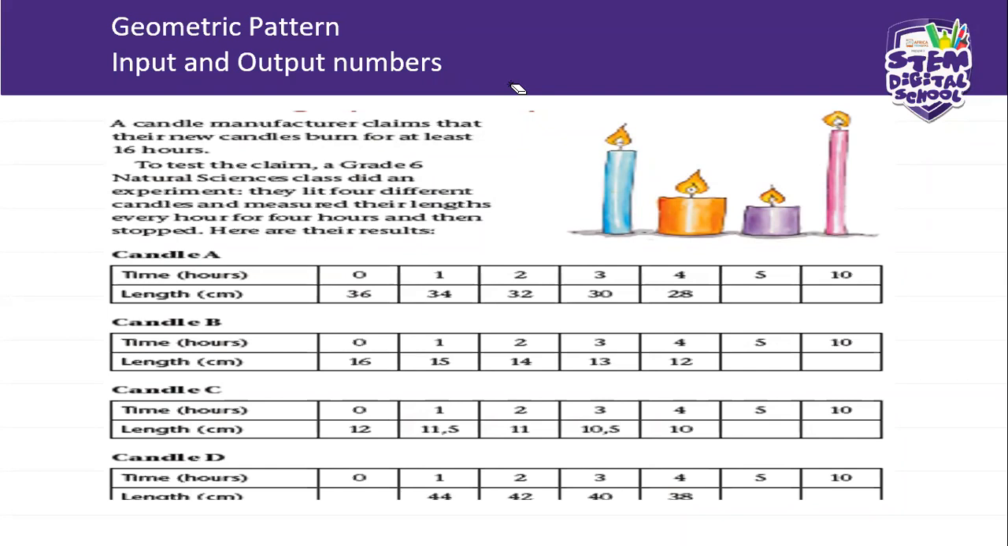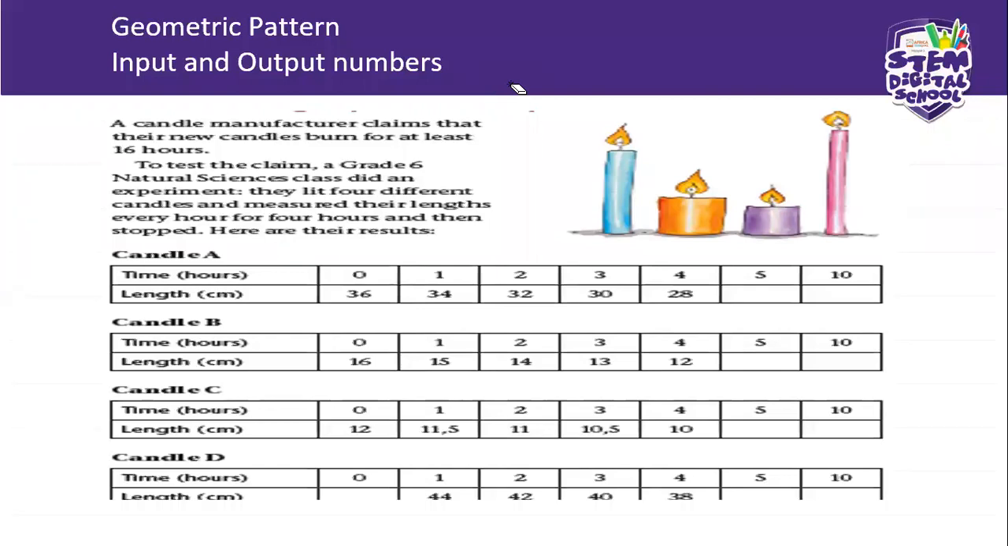In candle A, in 0 hours, it is already 36 centimeters. In 1 hour, it is 34 centimeters. In 2 hours, it is 32 centimeters. In 3 hours, it is 30 centimeters, and in 4 hours, it is 28 centimeters.